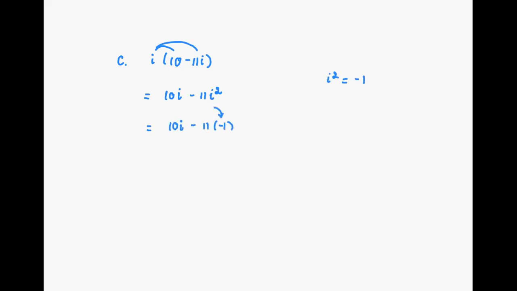And then simplify further, it becomes 10i plus 11, and written in the appropriate form of the complex number as 11 plus 10i.